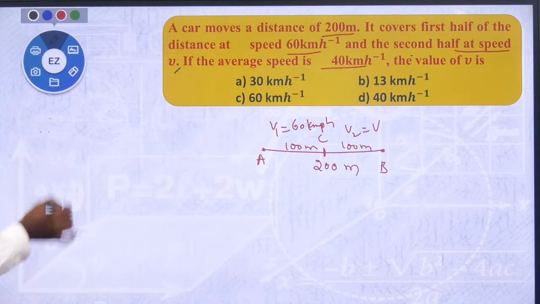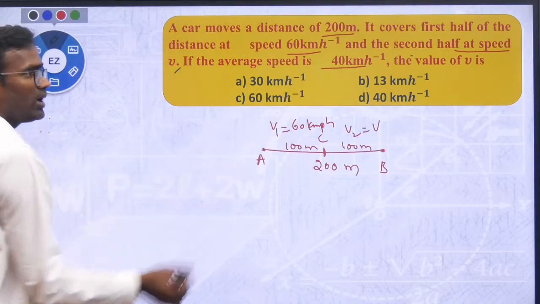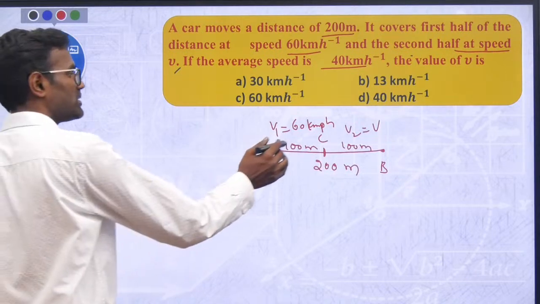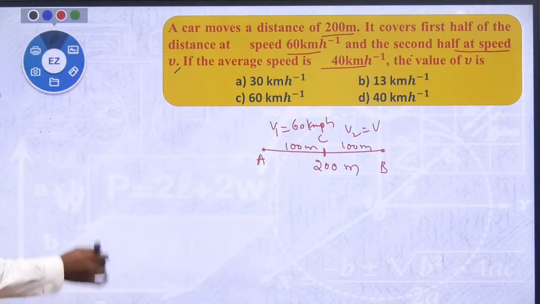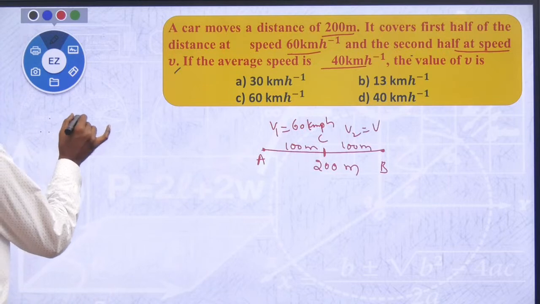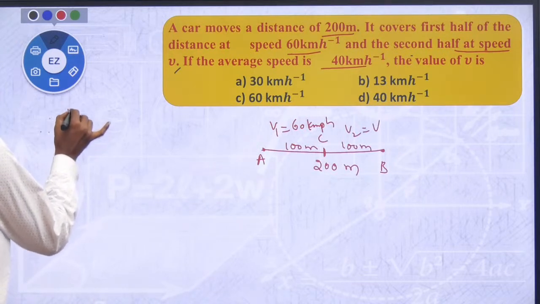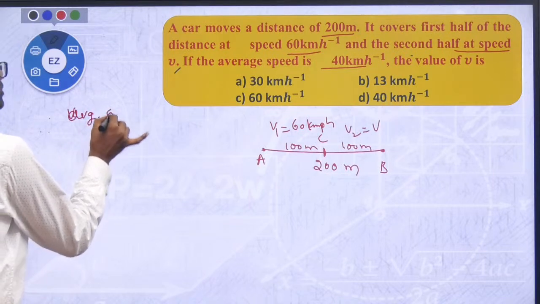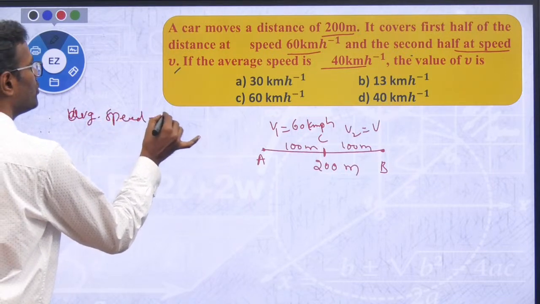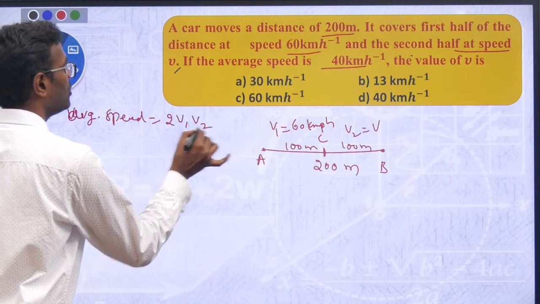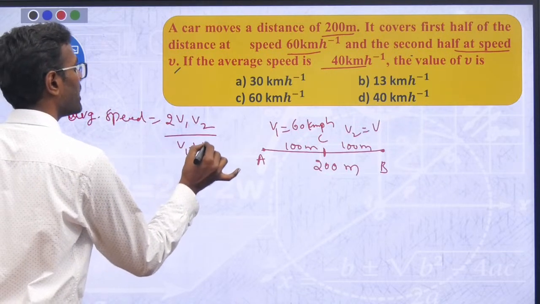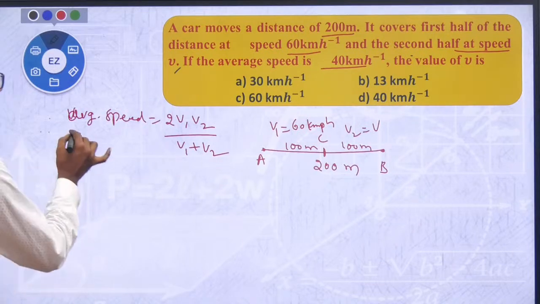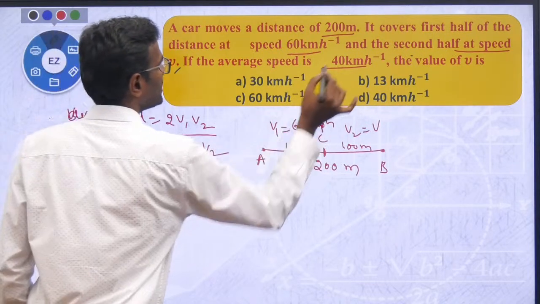Therefore, we know the formula. If the body covers equal distances with different speeds, then what is the average speed? Yesterday we did this: average speed is equal to 2V1V2 by V1 plus V2. Your average speed is given. How much? That is 40.